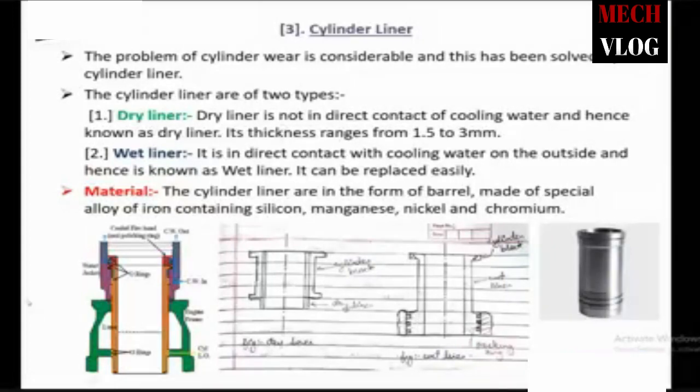The next one is the wet liner. It is in direct contact with the cooling water, so that's why it is called a wet liner. It can be replaced easily. Cylinder liners are in the form of barrels, and are made of special alloys of iron containing silicon, manganese, nickel, and chromium.